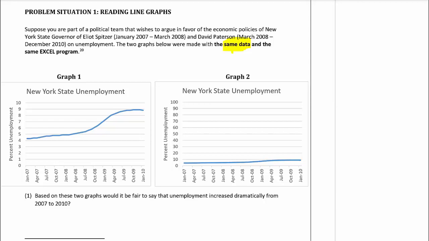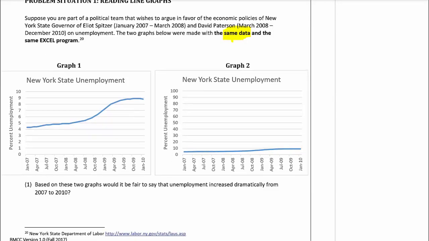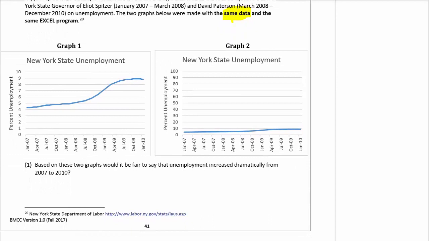Alrighty, so here you see the two graphs. What do you notice about them? What does it depict? What does it show? All right, so question number 1. Based on these two graphs, would it be fair to say that the unemployment increased dramatically from 2007 to 2010? Look at both graphs and write a sentence or two describing whether it increased dramatically, and if it did, describe why. You don't need to bring any numerical information for now, just looking at the graphs. What do you see?